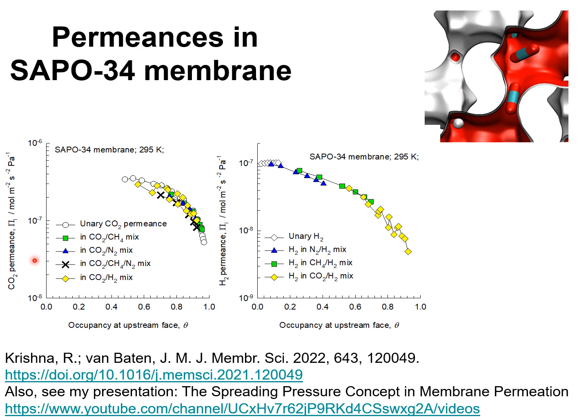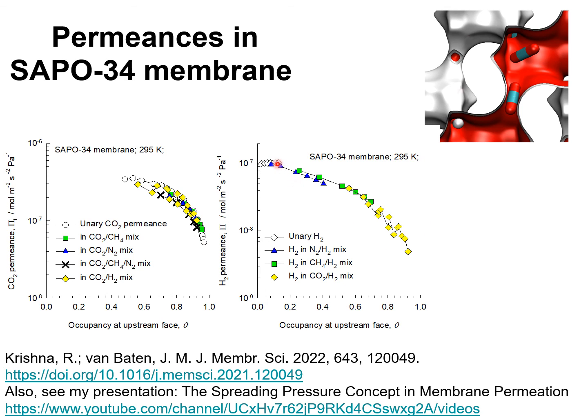The component permeances are plotted against the occupancy in the upstream compartment of the membrane. We note that the component permeances of CO2 in any mixture, be it carbon dioxide-methane, carbon dioxide-nitrogen, carbon dioxide-hydrogen, or a ternary mixture of carbon dioxide, methane, and nitrogen, are the same in the mixture as the unary permeances. The same is true for hydrogen.